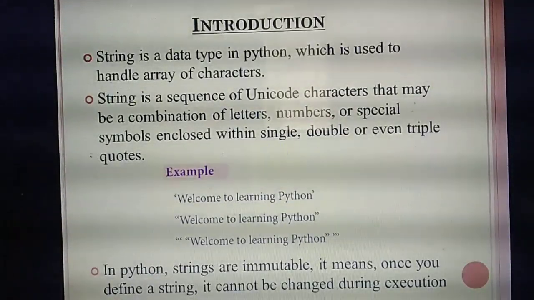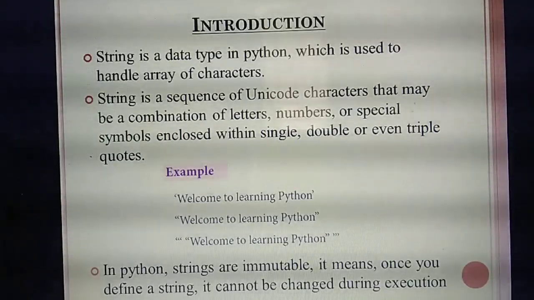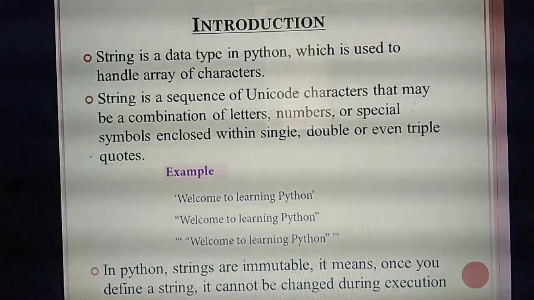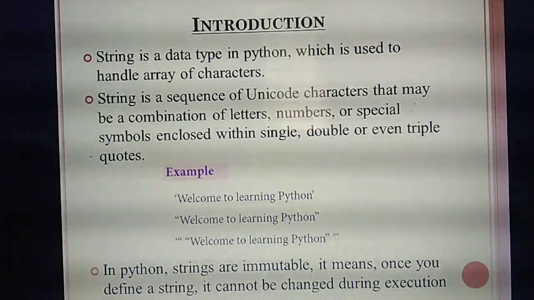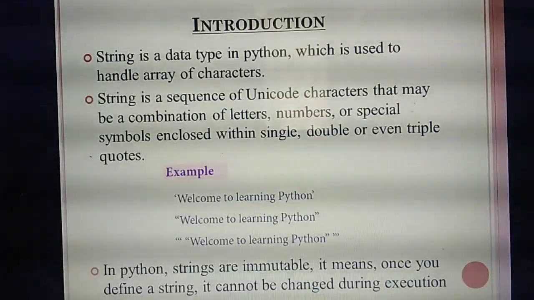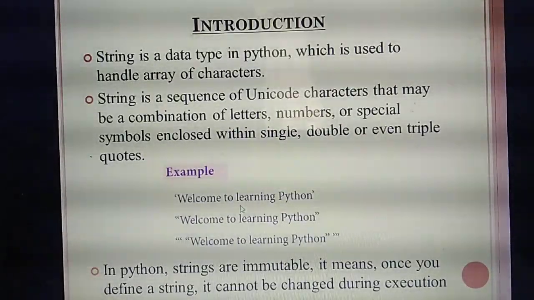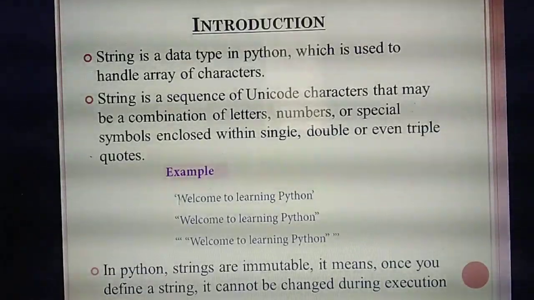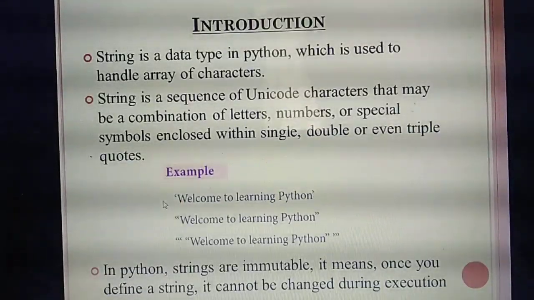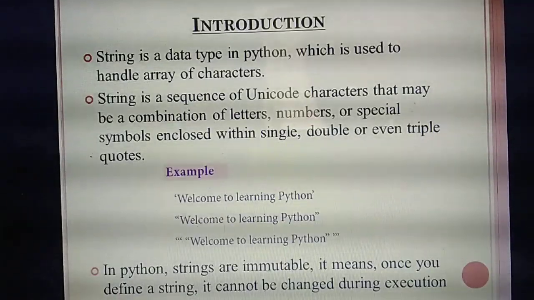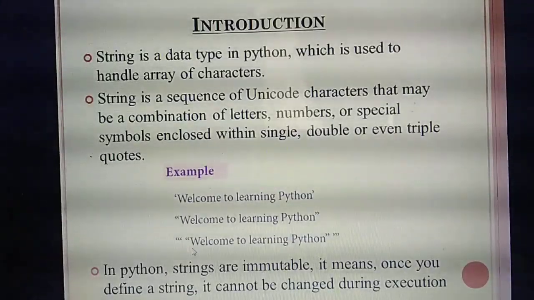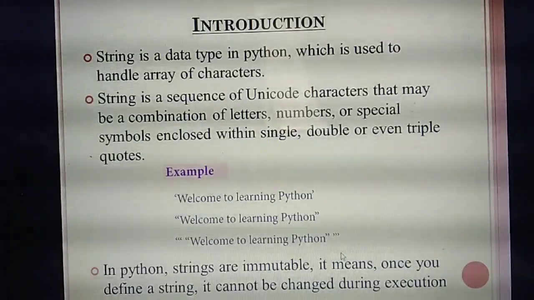Understand? So if you are using a particular string in your program, you should enclose that string in either single quote or double quote or triple quotes. Okay, so see this example. First sentence, welcome to learning Python. First they have mentioned the string. This is a string, a collection of words we call a string. First they have enclosed the string in single quotes, isn't it? See the next line. The same sentence they have enclosed within double quotes. Next line, see. The same sentence they have enclosed in triple quotes.